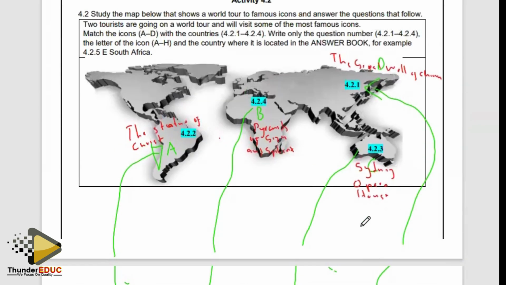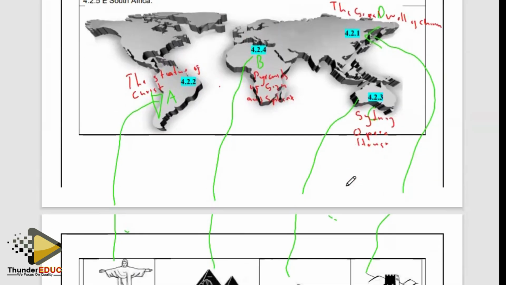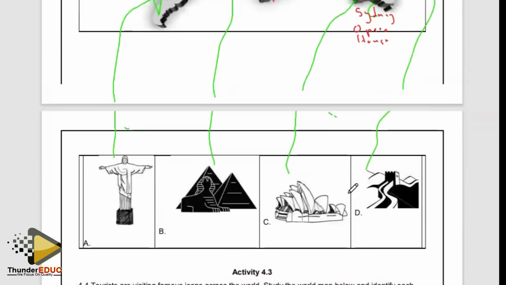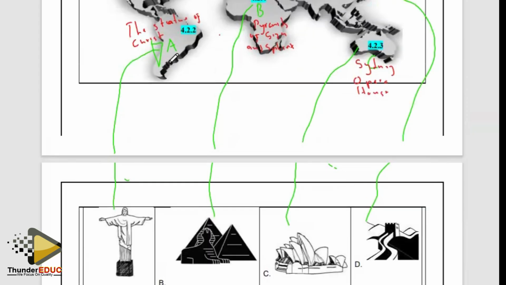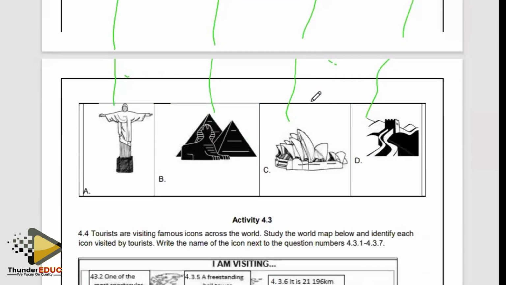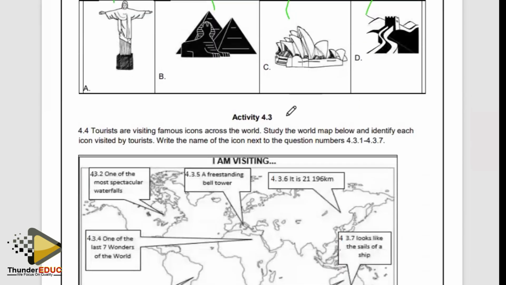So all in all, these are the icons, their locations, and also their names. So that is the end of this particular question. So each one, A, can be traced to the continent of South America, which is the statue of Christ the Redeemer. B, that is the pyramids of Giza and the Sphinx. C, that is the Sydney Opera House. Then the last one, the Great Wall of China, which is located in Asia. So it is important for you also to know their different locations on the world map.